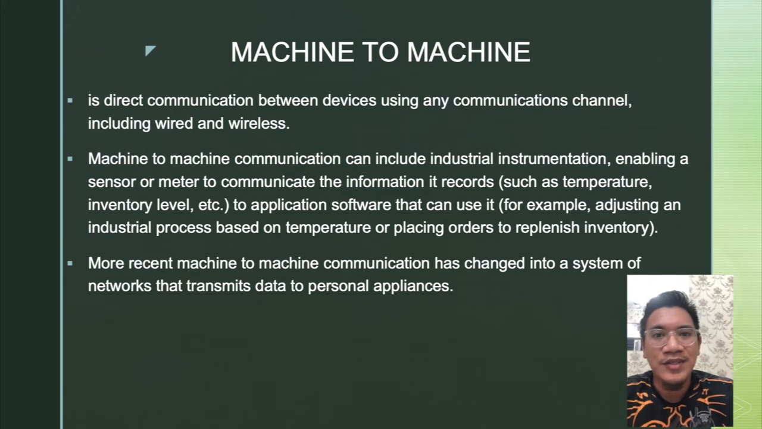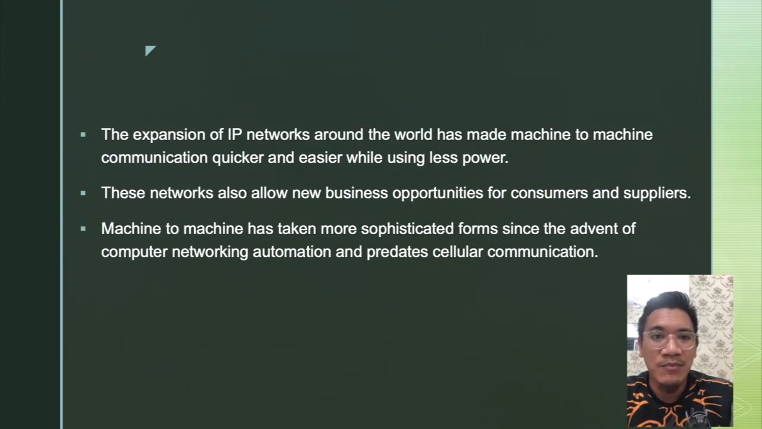More recent machine-to-machine communication has changed into a system of networks that transmit data to personal appliances. The expansion of IP networks around the world has made machine-to-machine communication quicker and easier while using less power. This network also allows new business opportunities for consumers and suppliers.